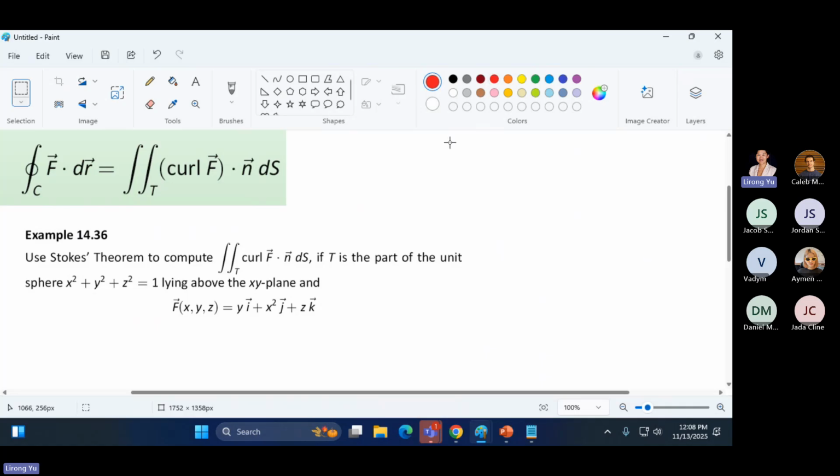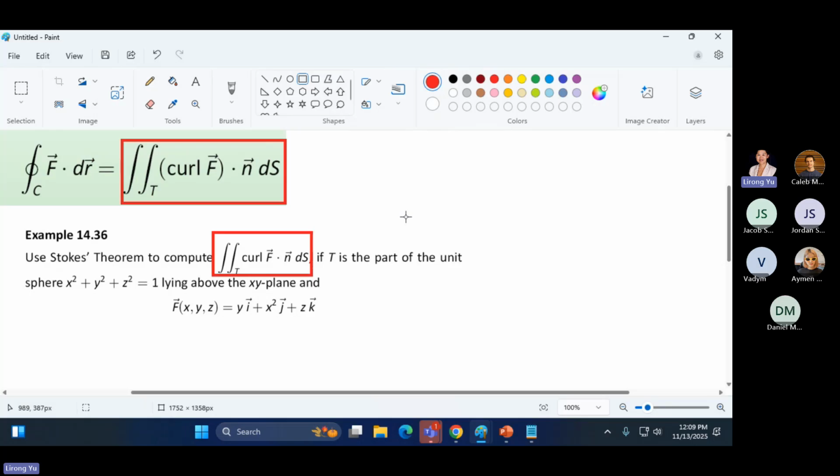The question says we want to calculate this, which is what's really on the right side of this equation. If that was easy enough to calculate, we would be calculating the curl of the vector and then calculate dot n over the surface. But according to the question, it's also to apply Stokes theorem. The reason that we should apply Stokes theorem to calculate it may be because this side is easier.